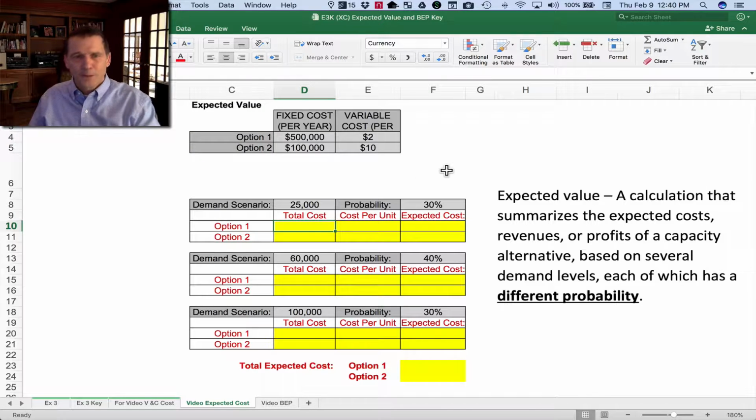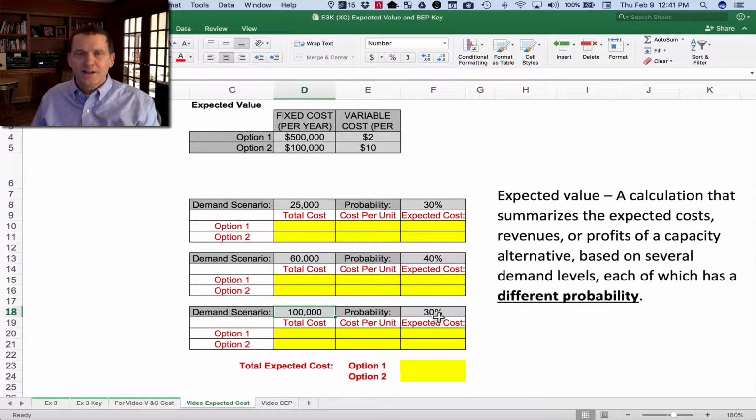So how would we do it? Okay, first notice down here that we've established 3 demand scenarios: 25,000 pieces, 60,000 pieces, and 100,000 pieces. Let's just say that everything's per year here, right? These are per year cost fixed, and these are per year volumes. And we've also said that the probability of those 3 alternative futures are 30% that we'll do around 25,000 pieces, 40% that we'll do 60,000 pieces, and 30% that we'll do 100,000 pieces.